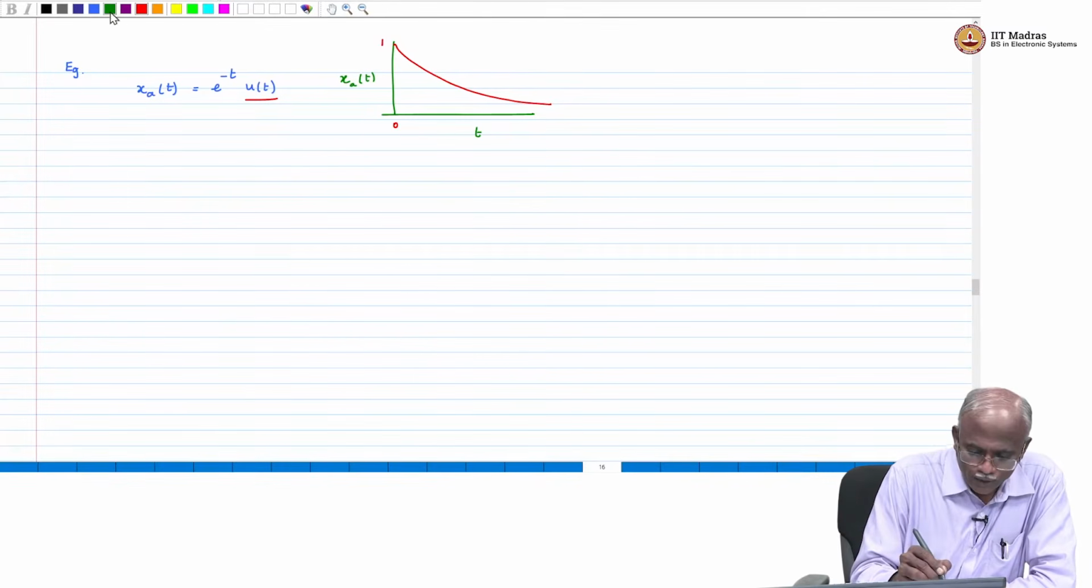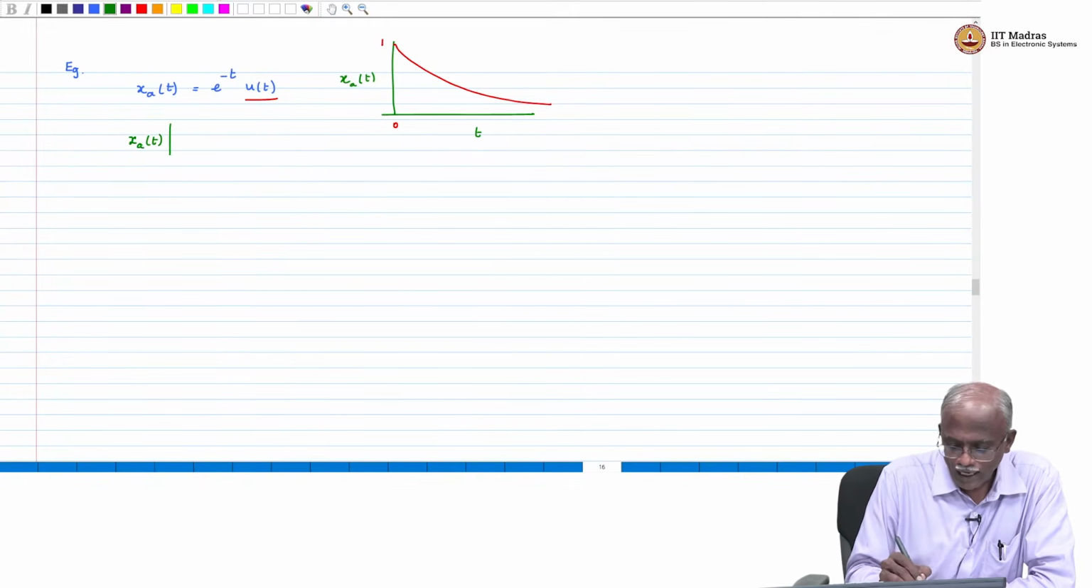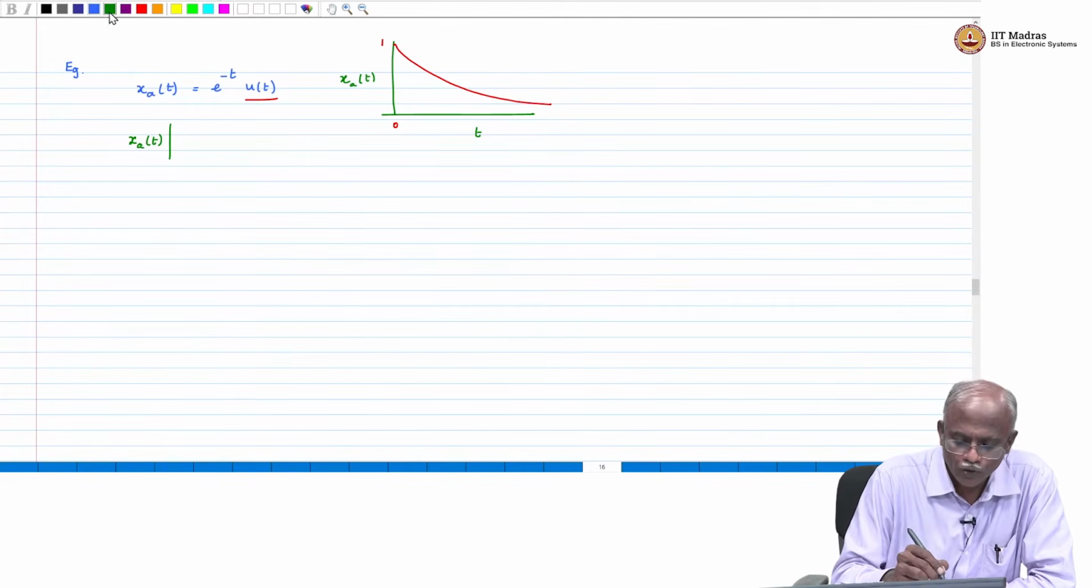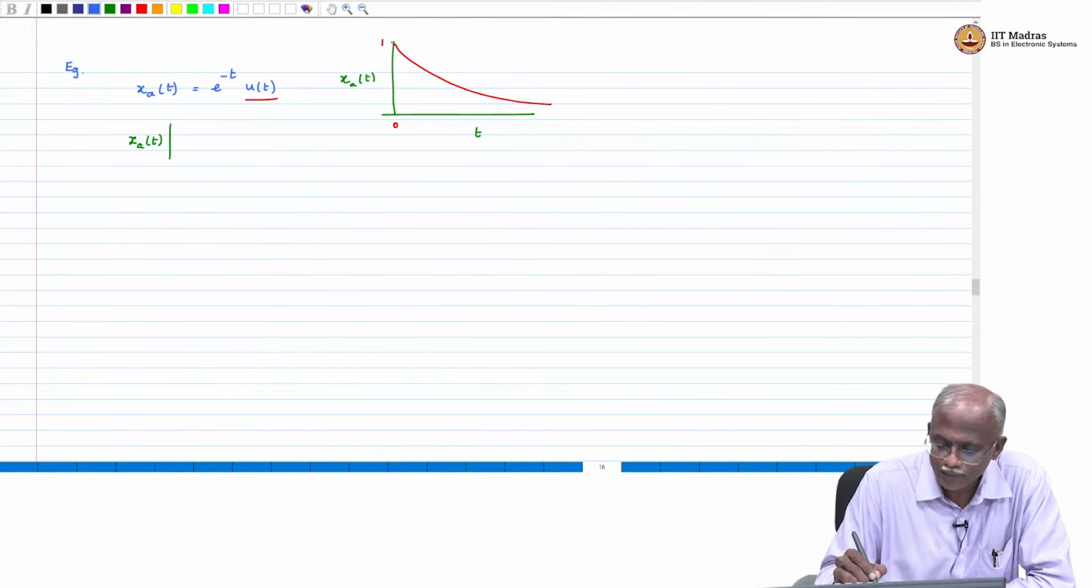Now, if I were to ask you to take this signal xa of t and evaluate it at periodic intervals, so evaluate it at time t equal to 0, at time t equal to Ts, at time t equal to 2Ts. So, this is Ts, 2Ts and so on, okay, 3Ts.